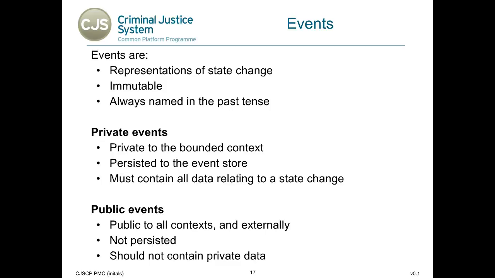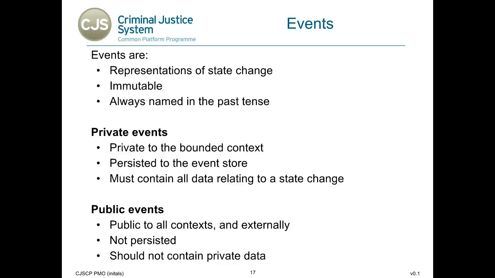So we've talked about two different types of event, public and private. When we talk about private events, they're private in the sense that they are private to this particular bounded context within our domain model. They are persisted to the event store within our service, within our context. And like I say, they must contain all of the data about that state change, because if they don't, then that data is lost forever.